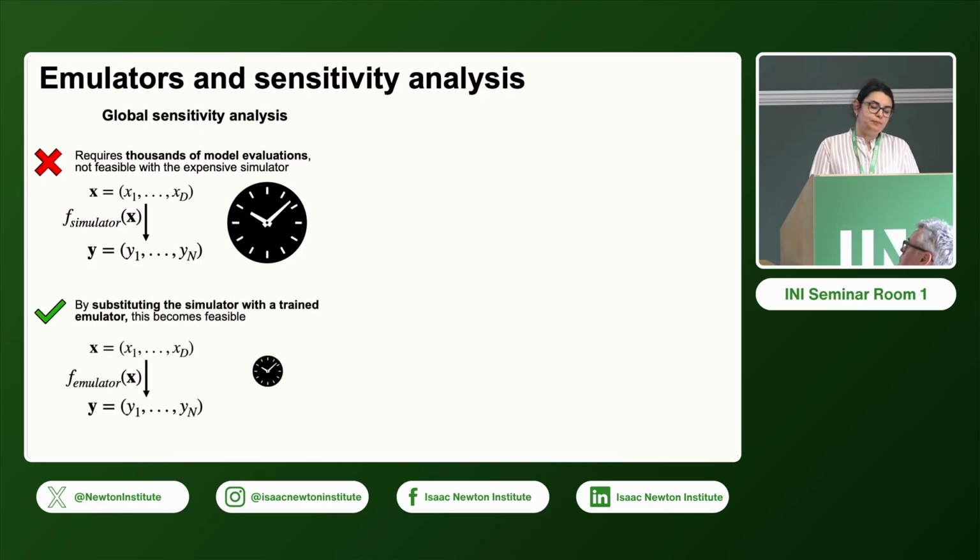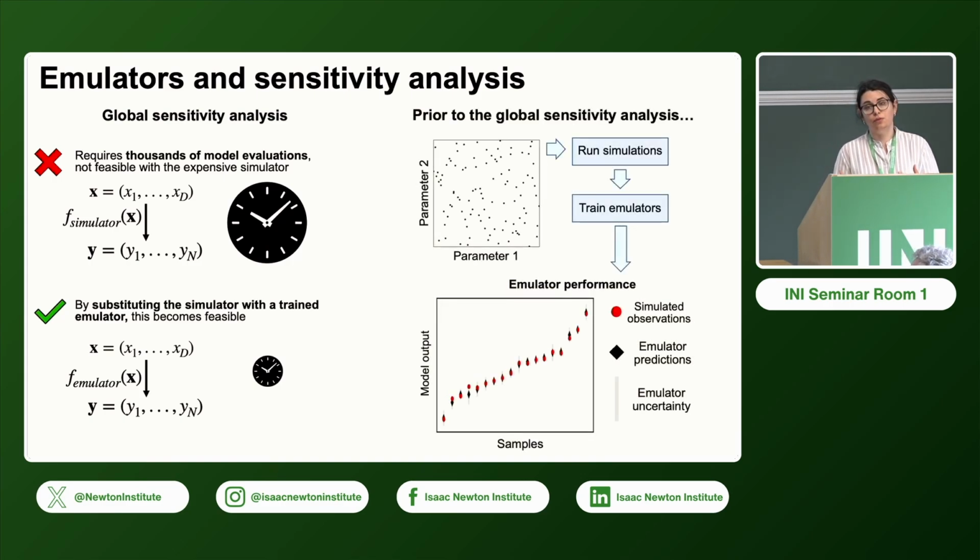So for every output we want to fit, we substitute the expensive simulator with the trained emulator, and we do this also to run the sensitivity analysis. So we start with the coarse sampling of the parameter space, we run expensive simulations, we extract the outputs we want, and then we train the emulators, and we look at the performance of the emulators.